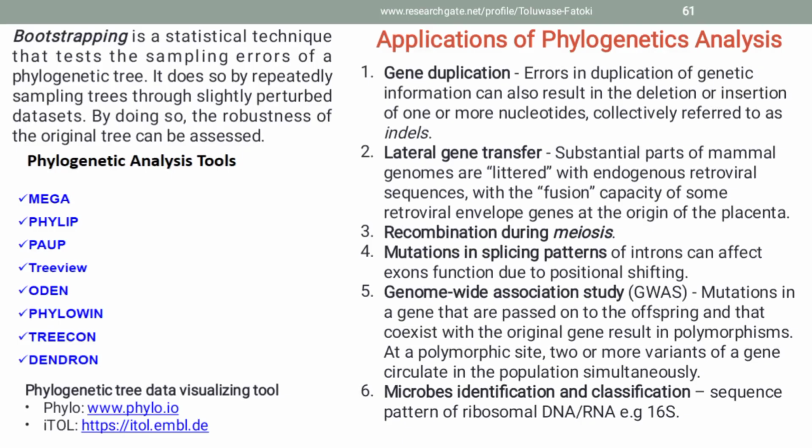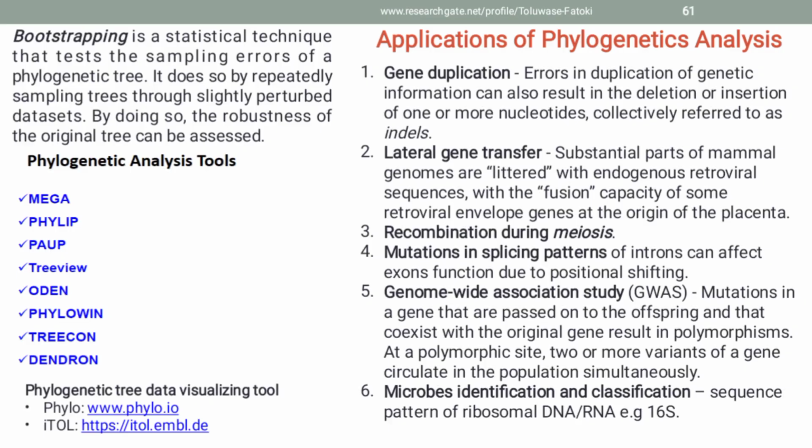Okay. So how to assess the reliability of your tree? There's a particular method that you can use which is called bootstrapping. It's a statistical technique that can be used to sample errors of a particular phylogenetic tree. It will reconstruct the tree in different formats over time, and see if you still get a particular tree eventually.